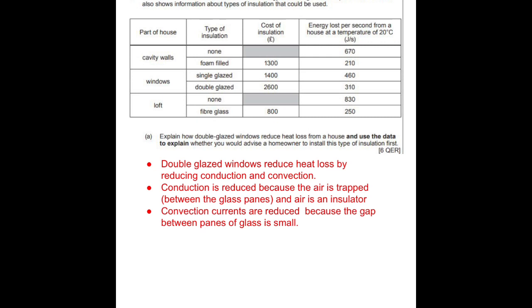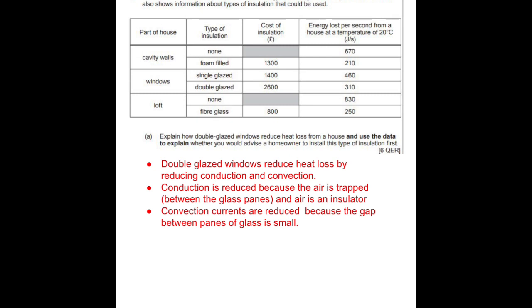The first thing that you would want to say is you would want to talk about double glazing and how it actually reduces heat loss, and that is by reducing conduction and convection. So that's probably your first mark, is for mentioning that you know that double glazed windows reduce heat loss by conduction and convection. Then you need to explain how.